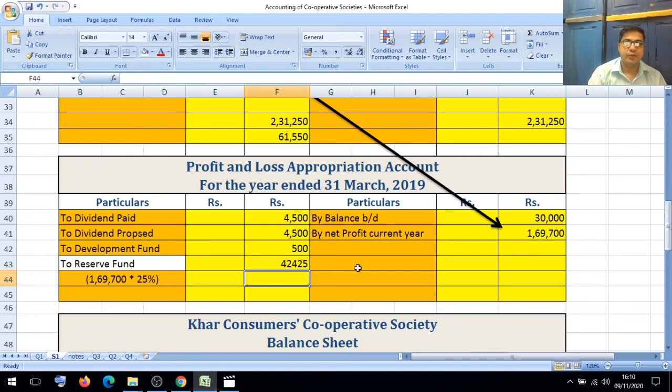On the current year net profit we have to find out the 25% reserve fund, and this particular reserve fund we always have to show in the profit and loss appropriation account. These things you have to keep in mind. In every problem we have to find out the reserve fund, and it is always 25% on current year net profit. Now we have to close.